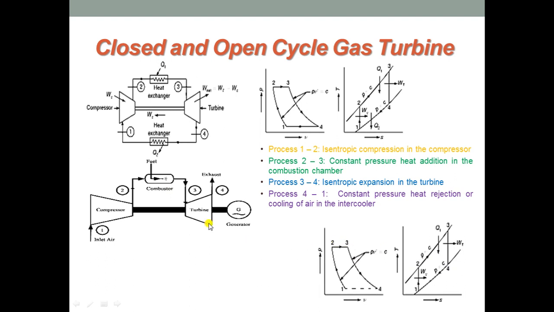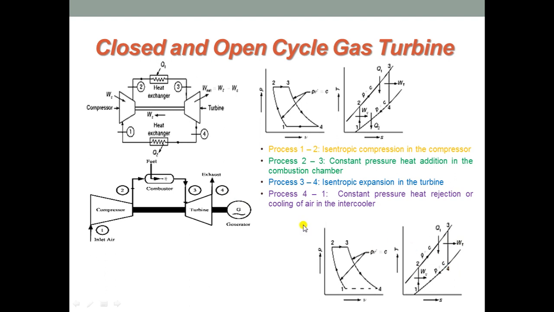The high pressure, high temperature hot gases which are coming out of the combustion chamber are made to flow through the turbine blades, wherein the heat energy is converted into mechanical work in the form of rotation of shaft, and the process is represented by the point 3 and 4 on PV as well as TS diagram.